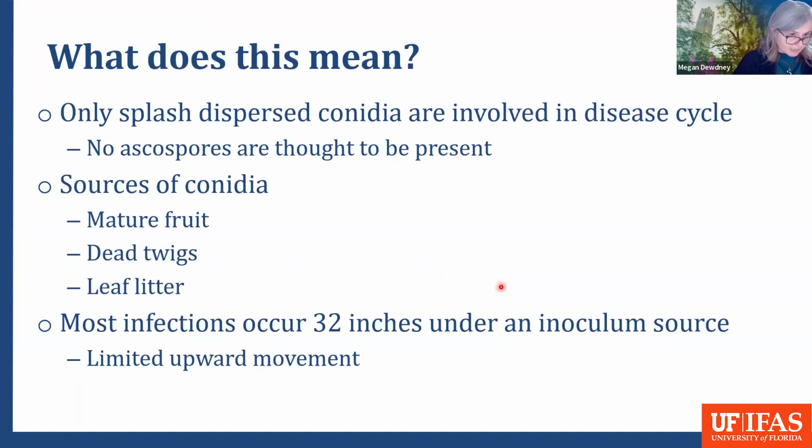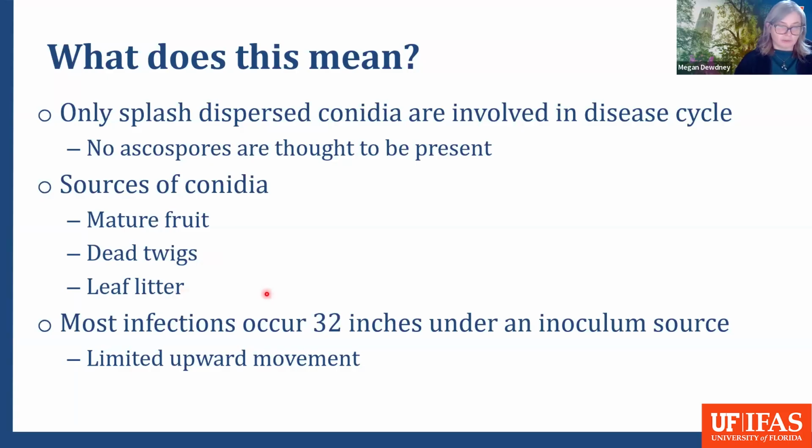So we only have the splash-dispersed conidia. There are no ascospores. We see conidia coming from mature fruit, so obviously they're moving from fruit to fruit, especially in something like Valencia, where you have the older fruit in there with the younger fruit, they can just drip spores down onto those younger fruit and get infected. We know dead twigs can have conidia, but when we were looking at dead twigs specifically, we didn't find as many conidia as I thought we would. We have found the majority of our inoculum in the leaf litter when we're actually looking for spore types.